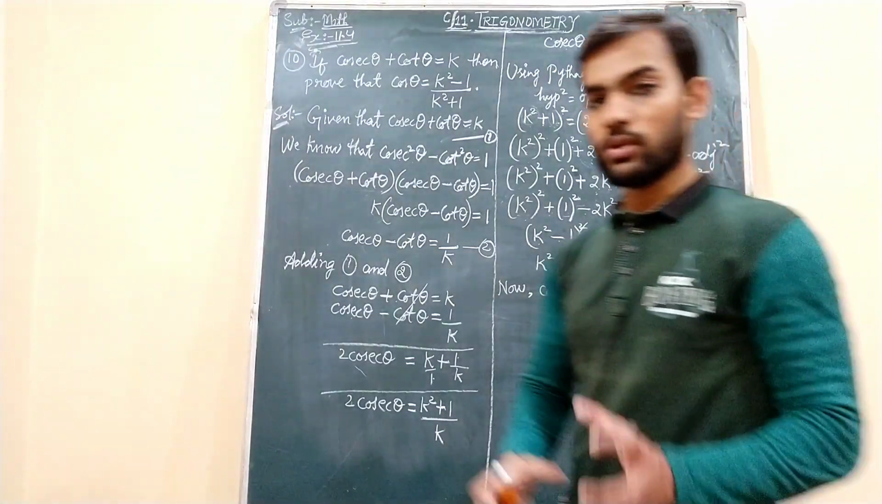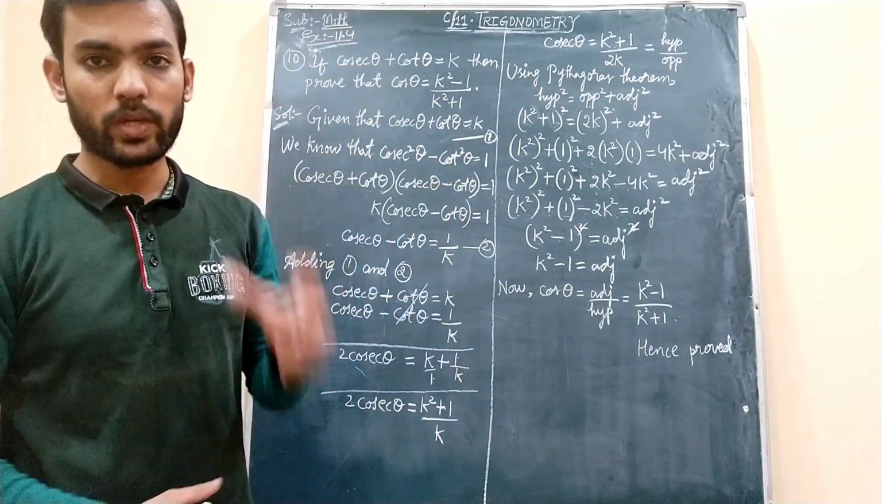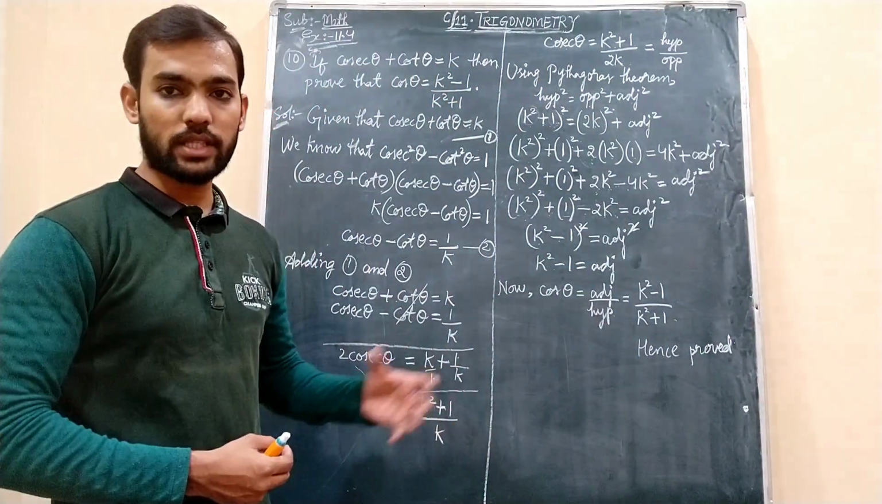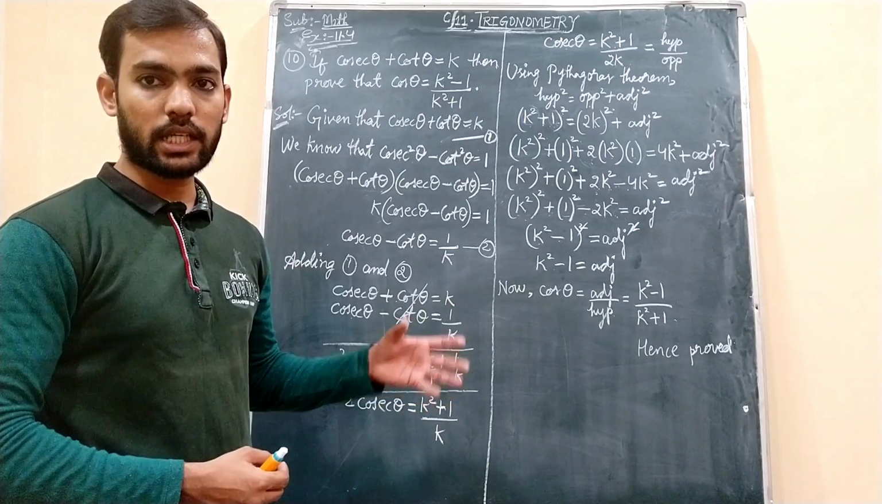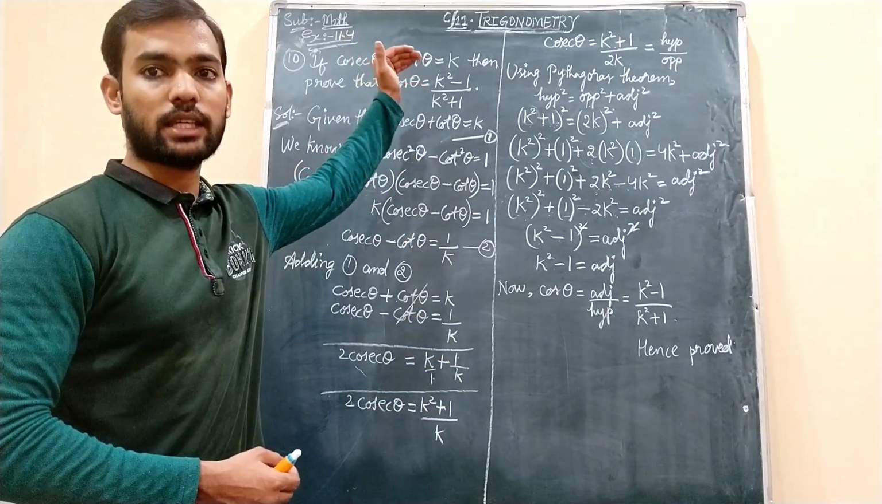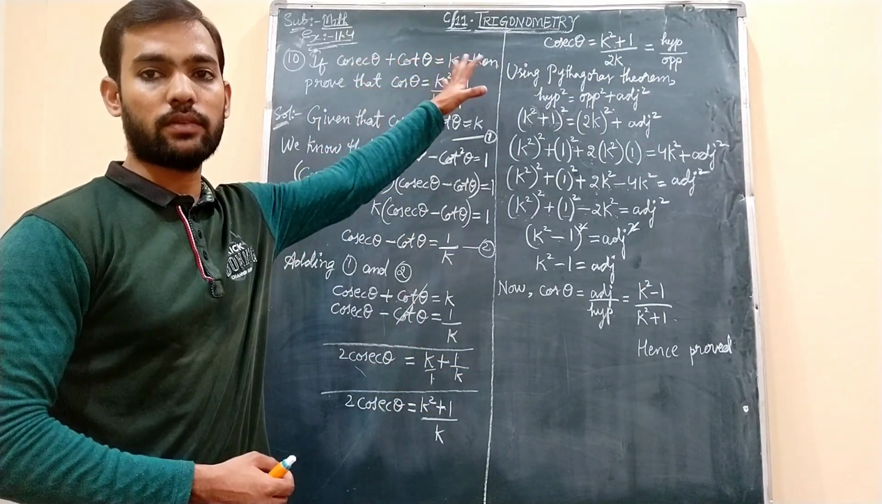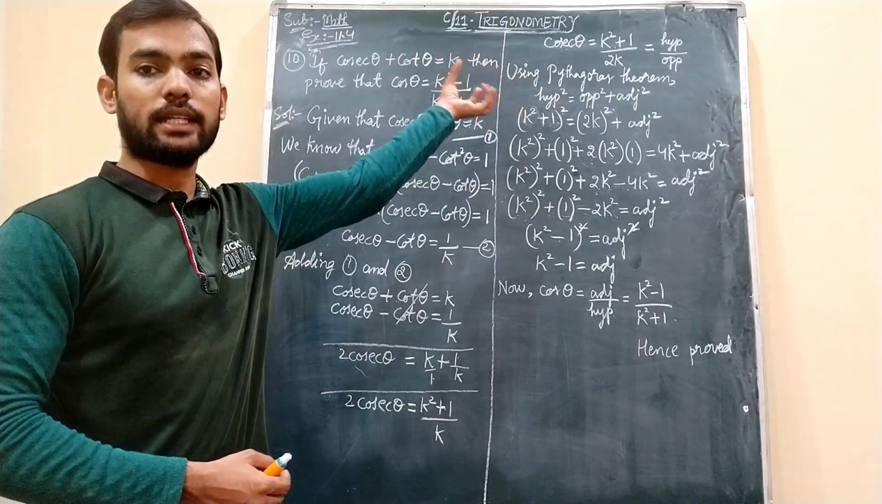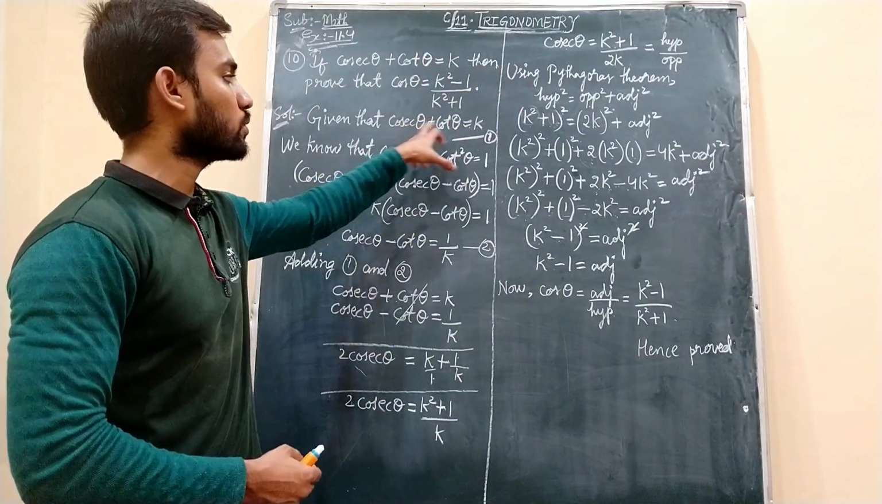Okay students. So this method, I think it will be very easy for you to solve these types of questions. I will repeat it again. Firstly, you need to write whatever is given to you, take that as the first equation, and take the identity which involves those two ratios.